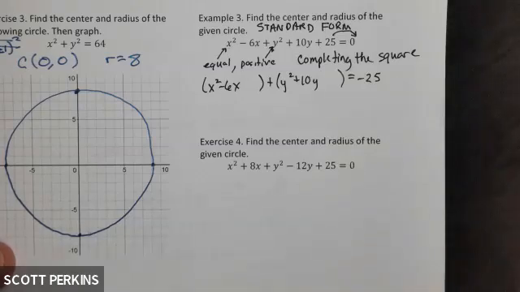That's always step one. Group your x's, group your y's, put the extraneous number on the other side. So far, so good. Anybody got a question about what I've written on the page and where anything came from?